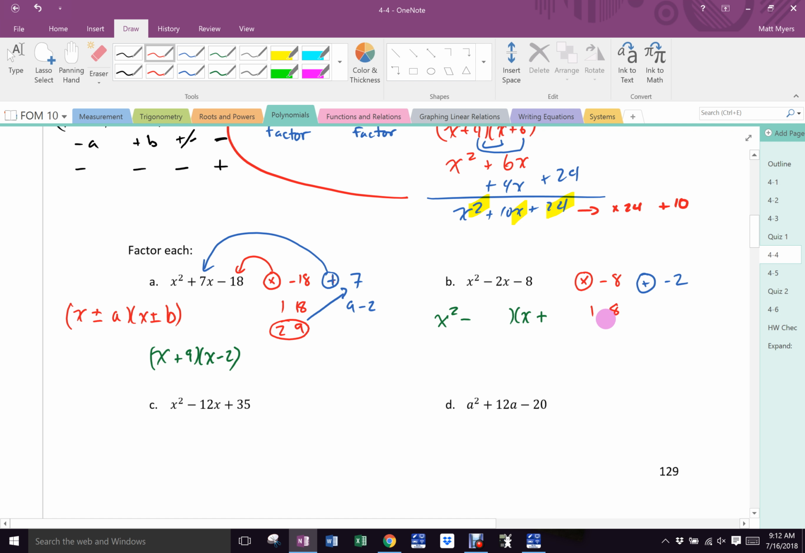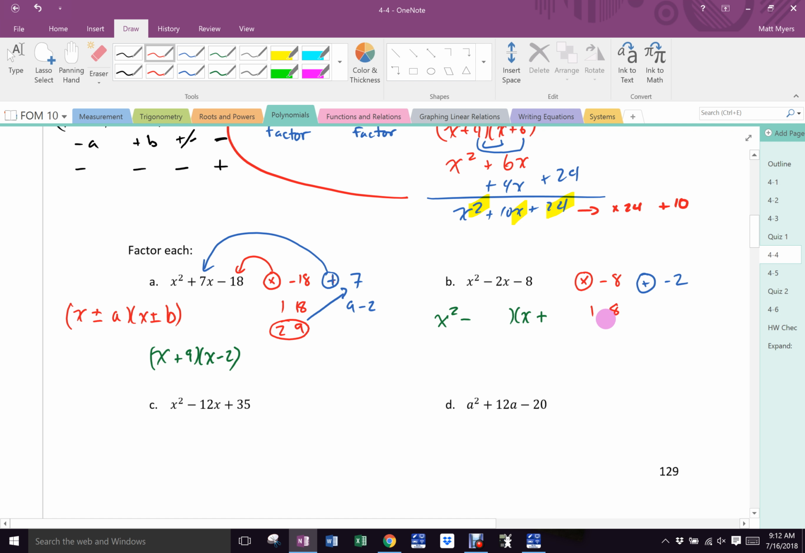Negative 4 plus 2, right? So I know it's negative 4 and positive 2. Now I simply go to here. Shouldn't have been x squared. x minus 4, x plus 2. And then I check. Negative 4 plus 2, negative 2. Negative 4 times 2, negative 8. Gotcha. That's how easy it is. And it will follow this pattern forever. Except when it doesn't. And we'll talk about that in a minute.